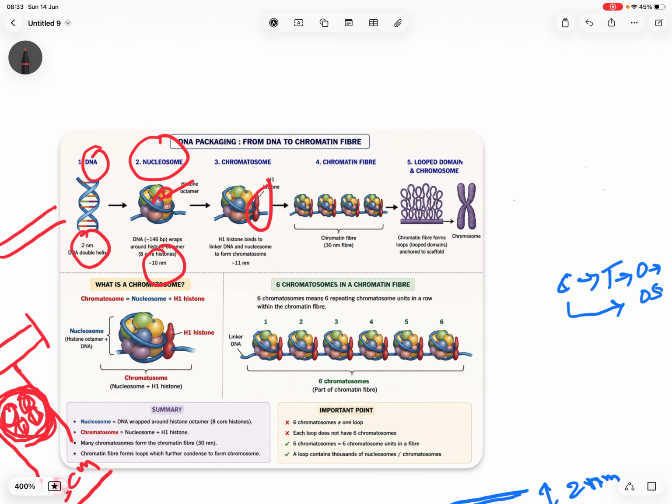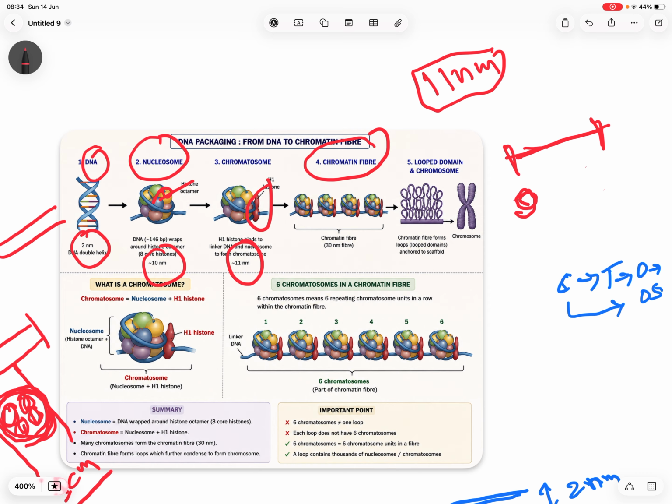So now if you see the diameter of this particular string, with both the core histone proteins and the linker histones, the size of this DNA string with these proteins is now 11 nanometers. That means the length of the DNA reduces in this process, and the thickness of the DNA also simultaneously increases.